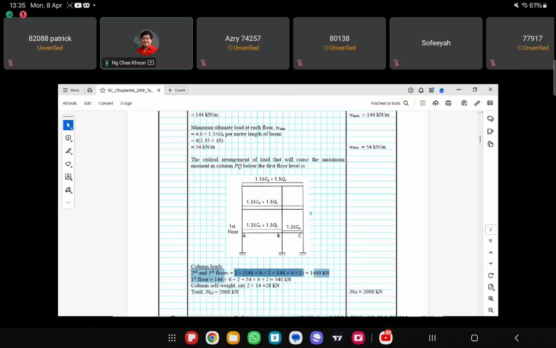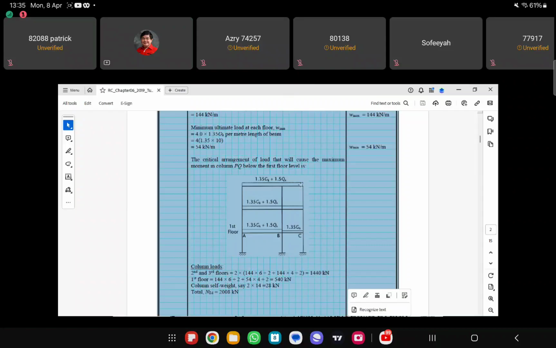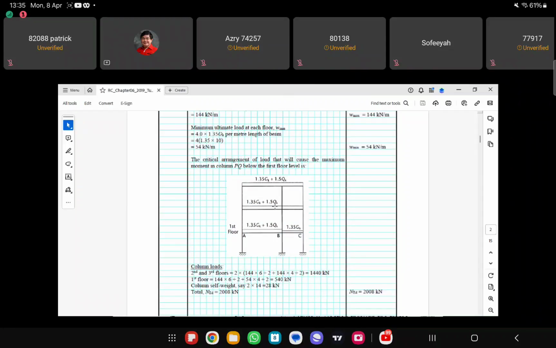So this load is from this floor and this floor. Okay, and then from this floor, the arrangement of load is a bit different because you have W max here and then W min here. So the load that is transferred from this one is 144 times 6 over 2, same as this and this also because it's the same load. But for this load it is different, right? This one becomes 54 times 4 over 2. Okay, so that is the first floor load transferred to this column.